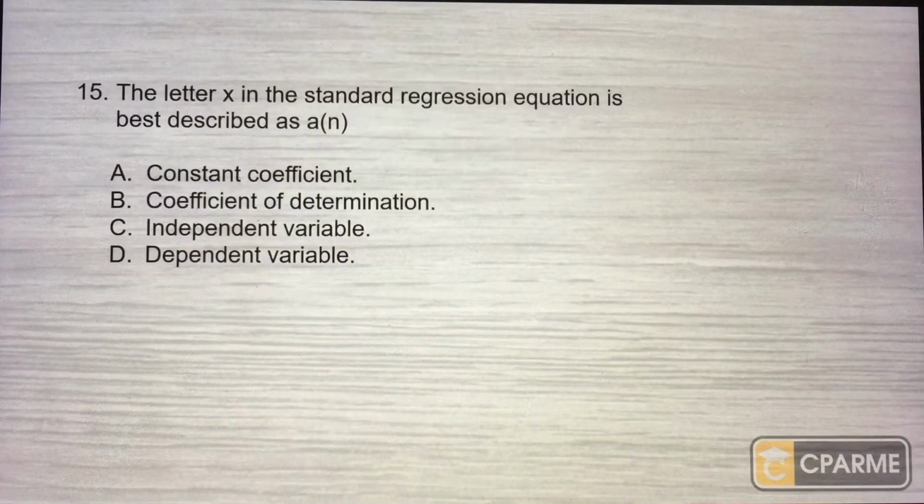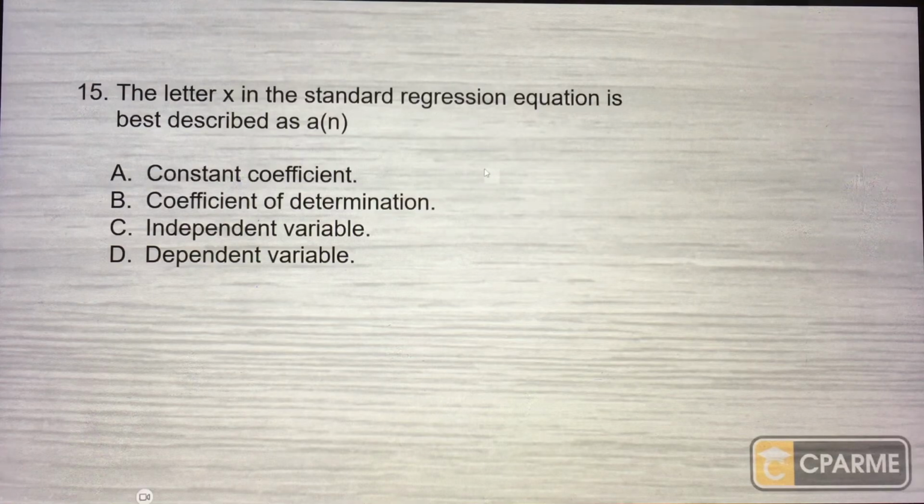Okay, this. The letter X in the standard regression equation is best described as... there's y is equals to a plus bx. Y is equals to dependent variable, a is equals to y-intercept, then b is the slope of a line, and then x is the... Yes, it's letter C, the independent variable.